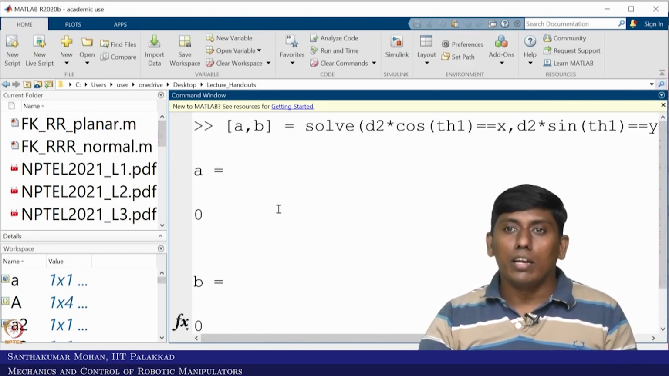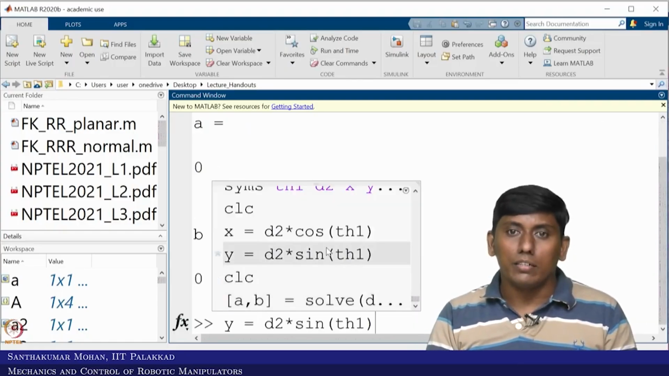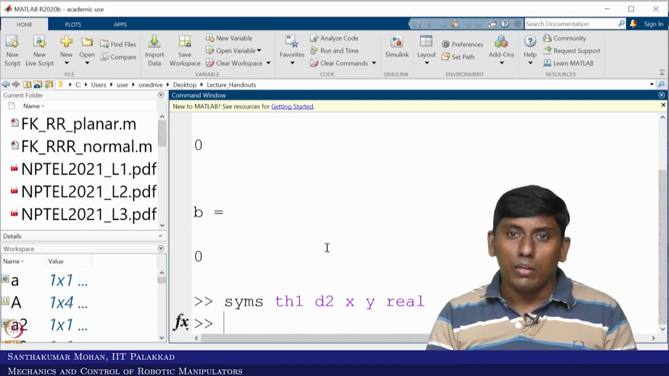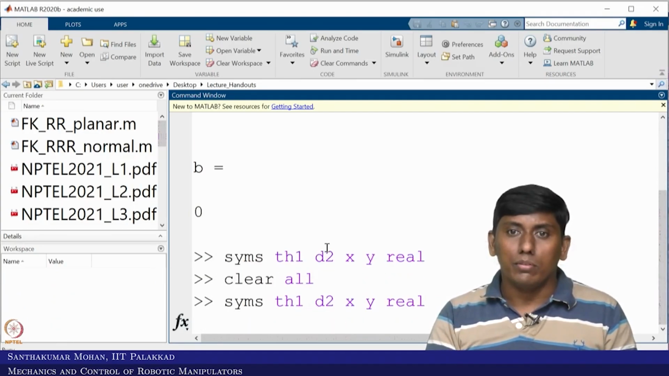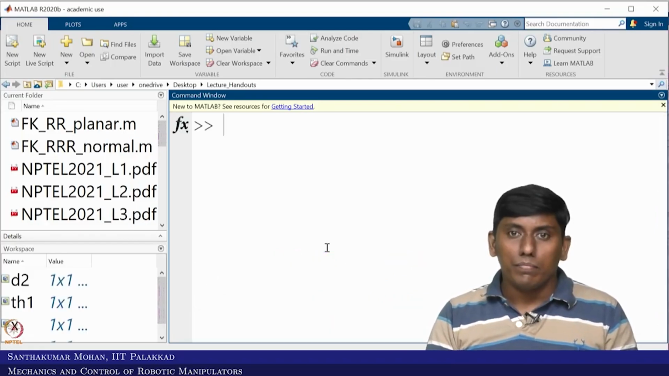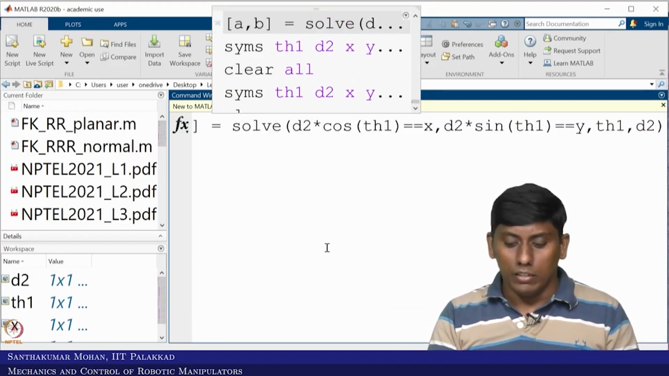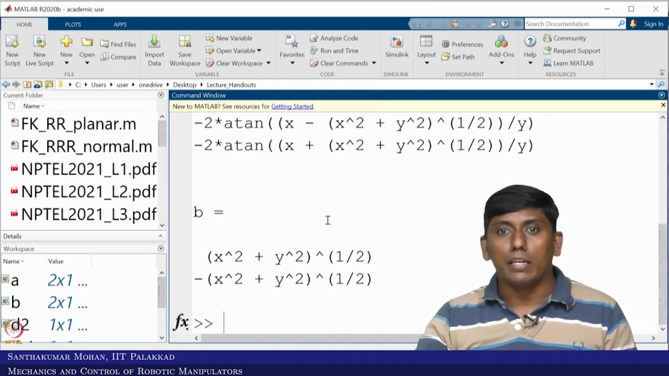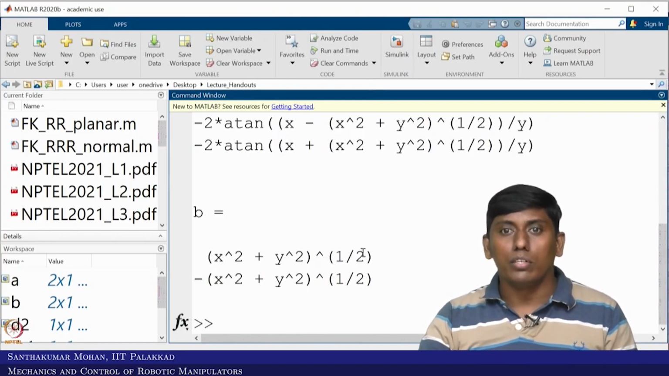Why is it giving 0 0? Because we have already found that theta 1 is 0. So now I am substituting this. First I am clearing everything, and now I am using this relation and finding it. Now you can see I got the final solution.